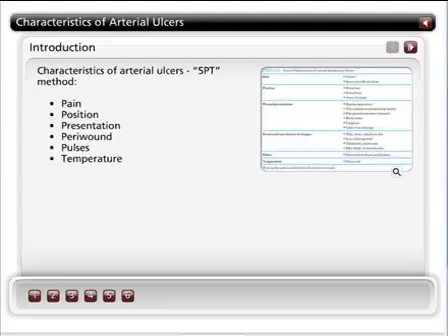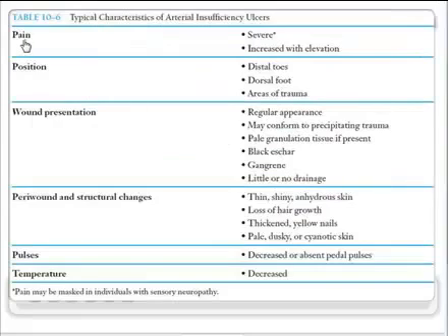In order to facilitate identification of ulcer similarities and differences, typical characteristics of various types of ulcers will be described using the 5PT method. This includes pain, position, presentation, periwound, pulses, and temperature.